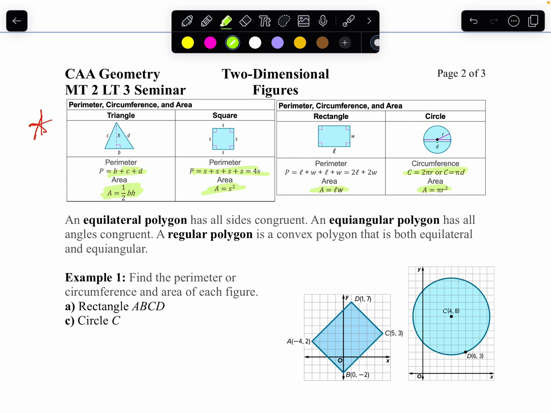An equilateral polygon has all the sides being the same. Equiangular has all the angles being the same. If it's both, it's a regular polygon. Notice a square is a regular quadrilateral. It has all the sides the same and all the angles the same.